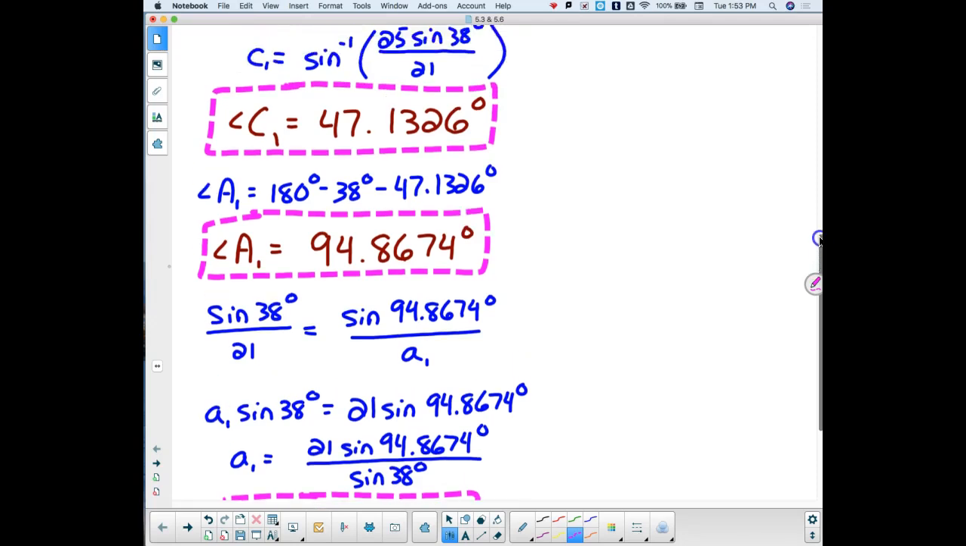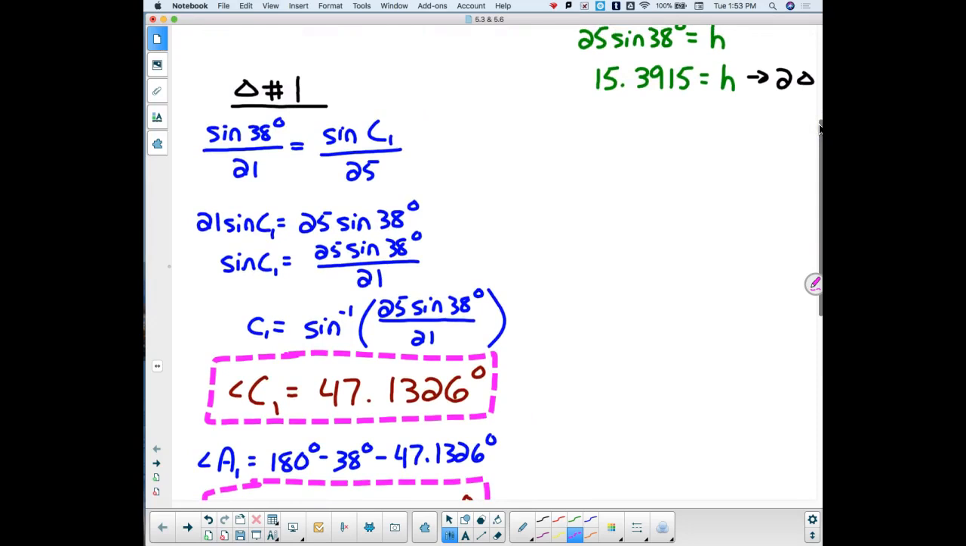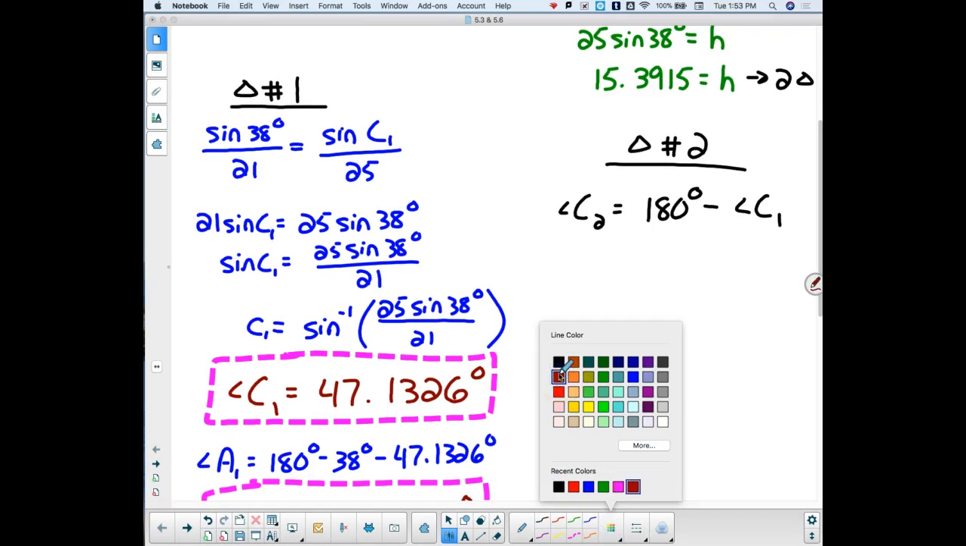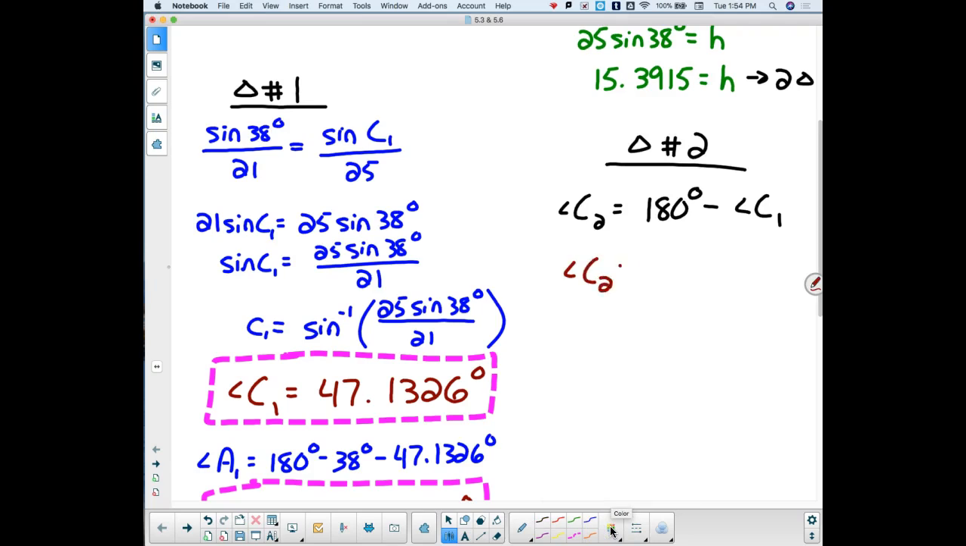And now we got a whole another triangle to go. Okay. So now for triangle number 2, we're finding angle C sub 2 first. Angle C sub 2 is going to be equal to 180 degrees minus angle C sub 1. So 180 minus, way back, my angle C sub 1 was 47.1326 degrees, gives me angle C sub 2 as 132.867 degrees.